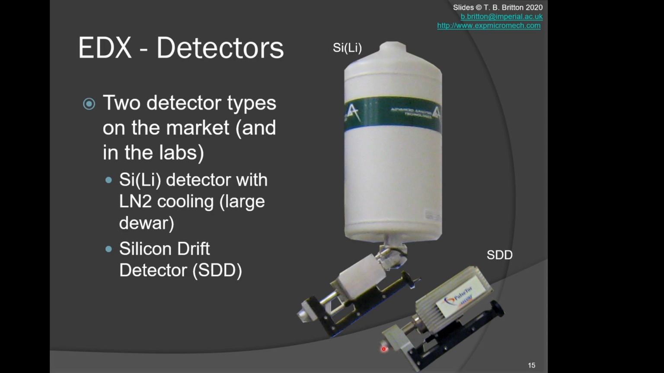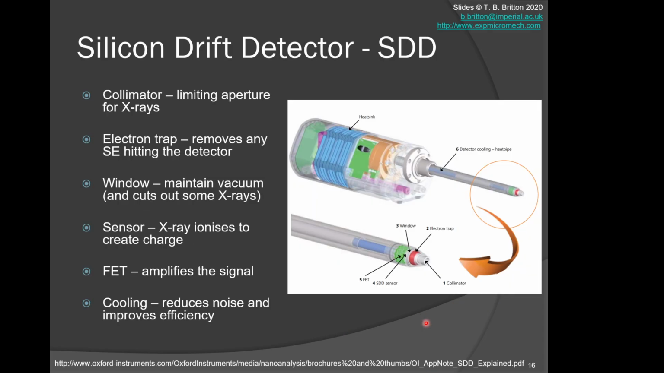The SDD detector is relatively smaller. It's cooled with a Peltier system. It has a much higher efficiency. They cost a lot more, but they're very useful. We tend to use these more often if we can. The business is at the tip. The rest is effectively heat sink, to deal with the Peltier system, and electronics to pull the signal off as fast as possible. So this is inserted into the microscope.